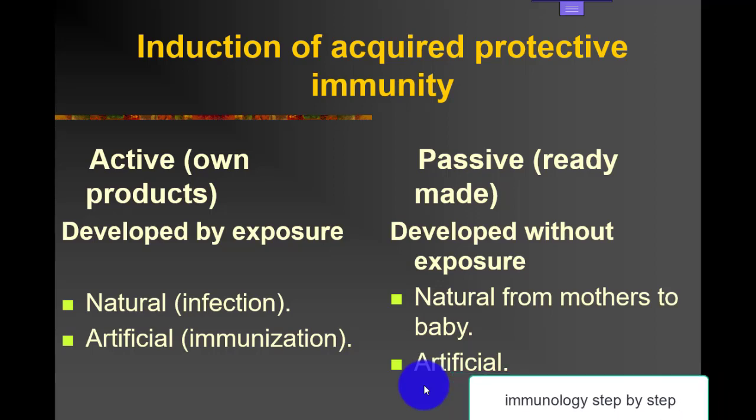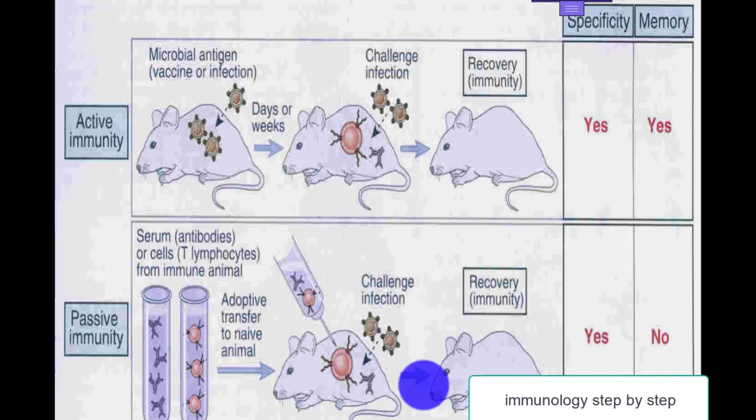Passive immunity is ready-made, developed without exposure: natural, from mother to baby, or artificial. For active immunity, a microbial antigen, vaccine, or injection is given, and it takes days or weeks, followed by challenge infection and its recovery.